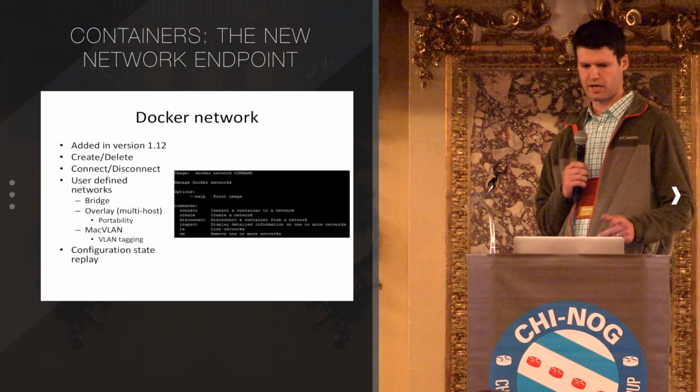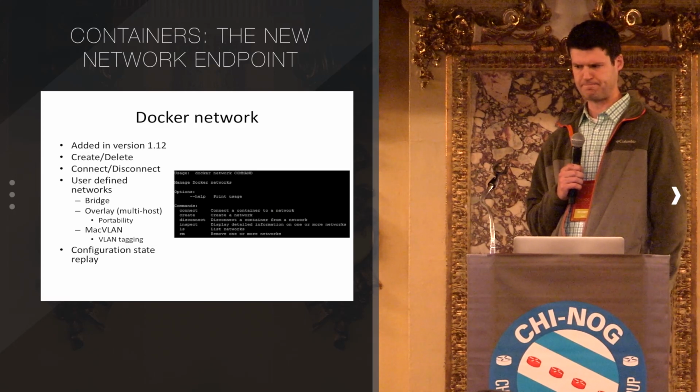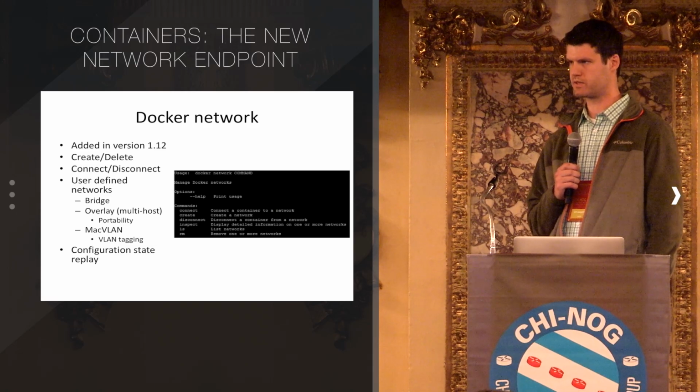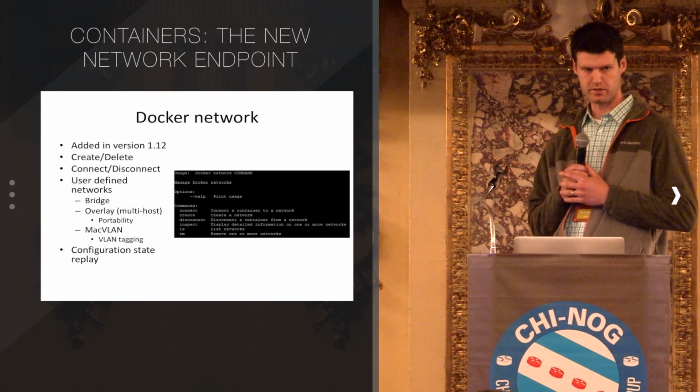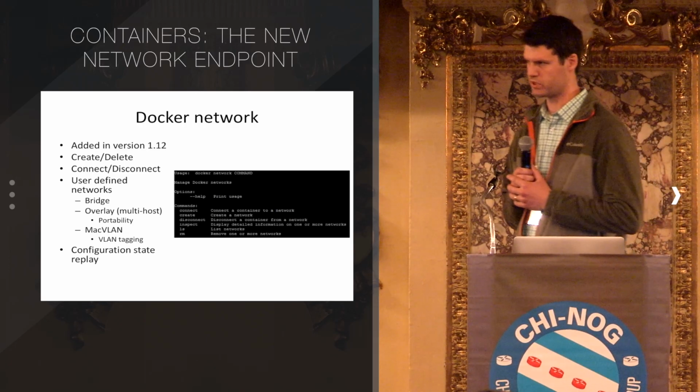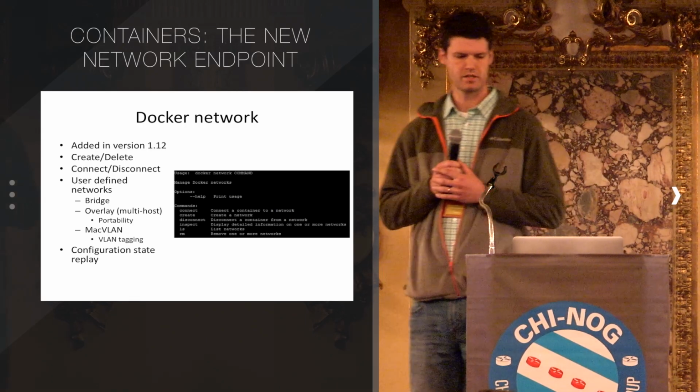The user-defined network options are bridge. A good example might be if you want to create a user-defined bridge that has that ICC parameter set to false. You could create a user-defined bridge that had that parameter and connect containers to it.